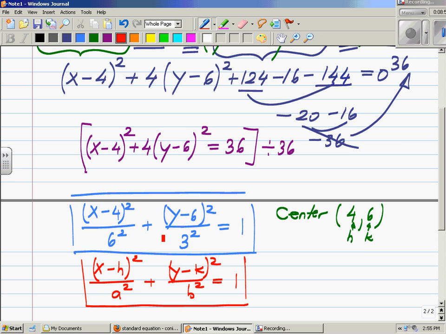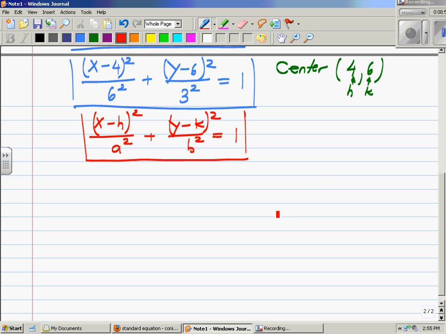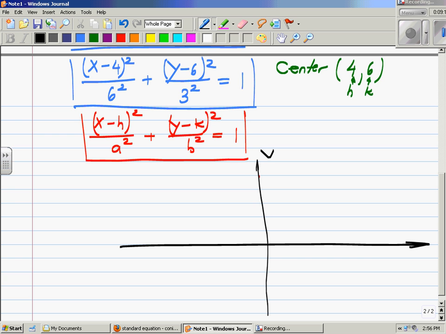So for this one, which way will it be? Horizontal or vertical? Horizontal, right? And if you have to graph it, you will need your coordinate system. Is this problem asking you to graph? Okay. Y-axis, x-axis, right? My center first: 4 and 6. 1, 2, 3, 4. And 1, 2, 3, 4, 5, 6.